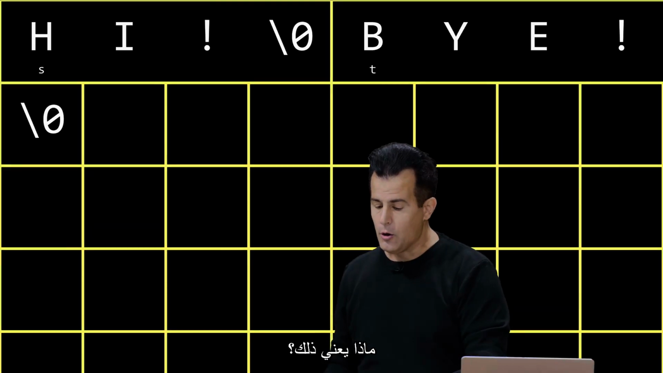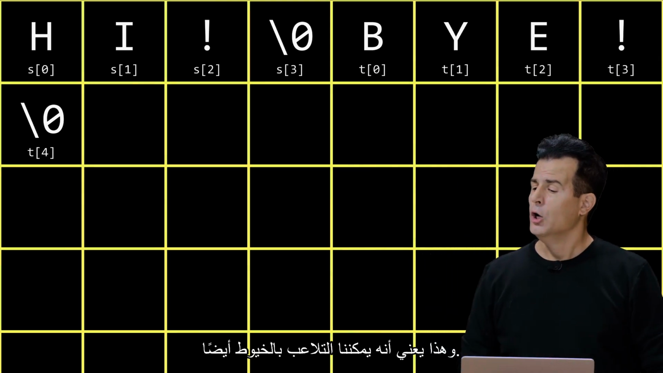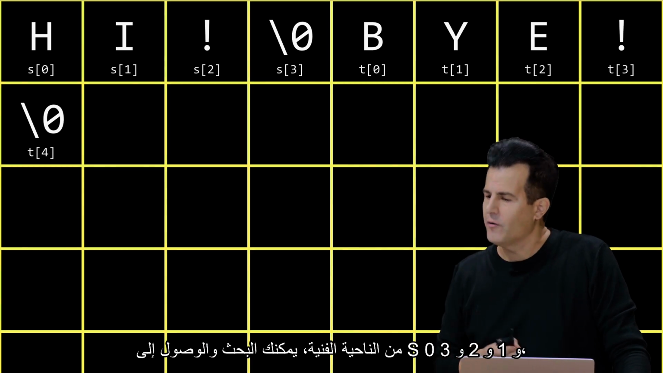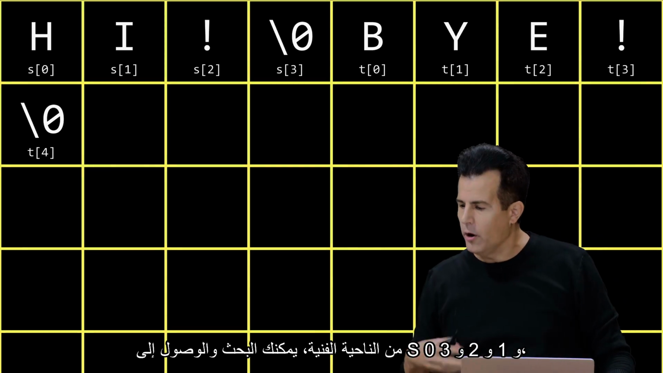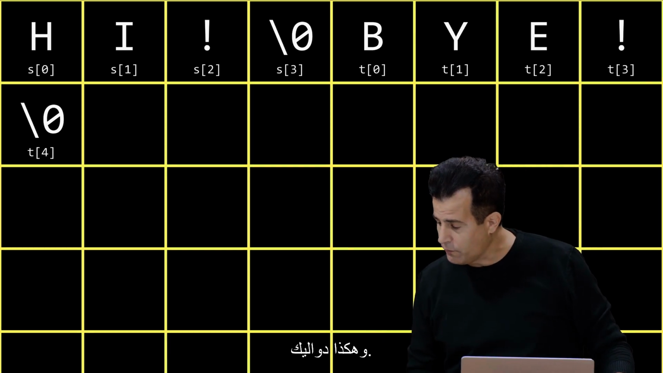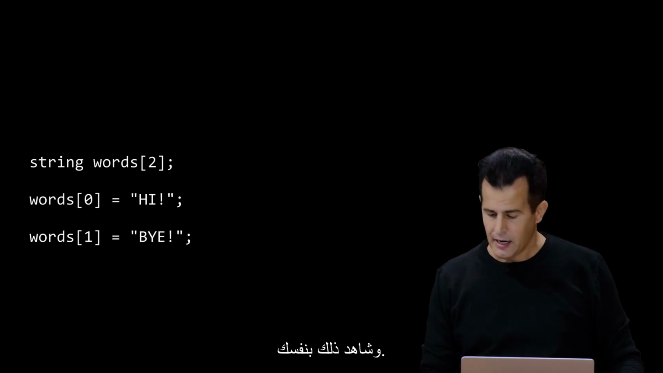Well, what does that mean with our new syntax? It means we can poke around with strings as well. So even though that first variable is s and that second one is t, you could technically poke around and access s bracket 0 and 1 and 2 and 3, t bracket 0, 1, 2, 3, and 4, and so forth. So if I wanted to dive in deeply there and actually see that, let me go ahead and do this.